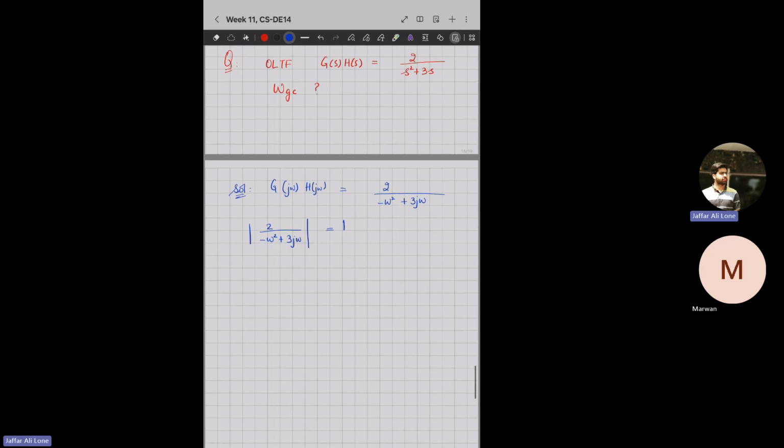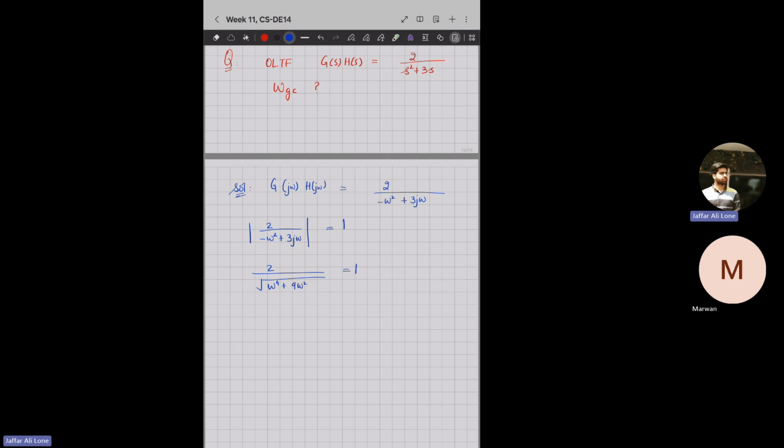So let's take the magnitude. If you take the magnitude, it will be 2 divided by under root of omega^4 plus 9 omega square, which is equal to 1. If you solve it, you'll get omega^4 plus 9 omega square minus 4 is equal to 0. You have a quadratic equation. For example, if you put omega square is equal to u, then you have u square plus 9u minus 4 equal to 0.